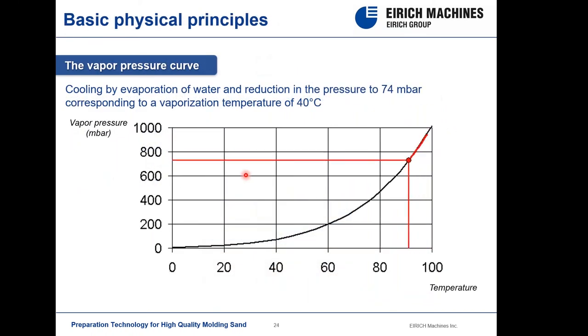So what we do in this process is that inside the mixer, we lower the pressure to this point, which is 74 millibars. And when we reach this point, the water will boil at around 40 degrees Celsius, taking away all that excess heat coming from the hot sand. The heat will be taken out with the water, lowering the temperature to those nice 40 degrees before going into the molding machine.